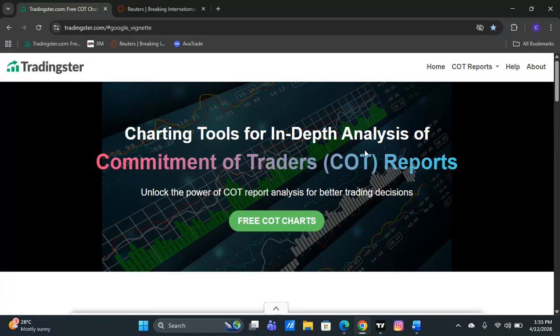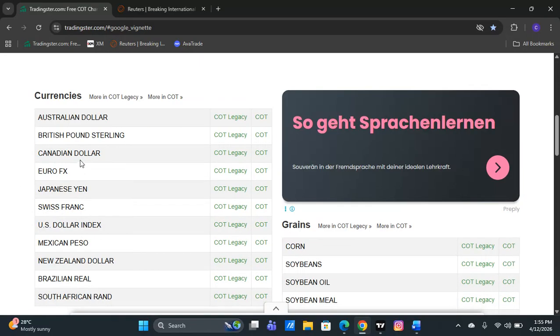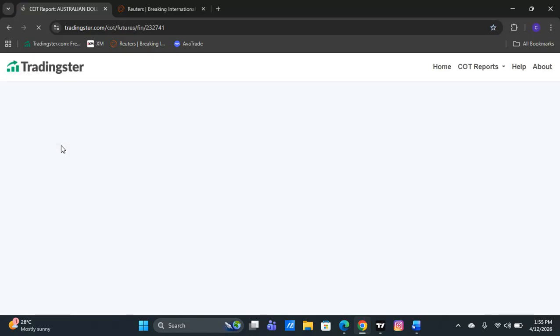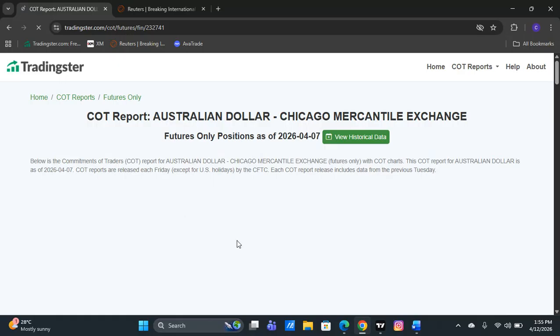Trading status is the COT report. It tells you what the commitment of traders are. So COT means commitment of traders. If you want to see the COT report, this is the COT report for the main currencies. Let's look into the Australian dollar and what the hedge funds are actually saying. Remember, this is included in market sentiment. So it says Australian dollar, Chicago Mercantile Exchange, and that is the COT report.